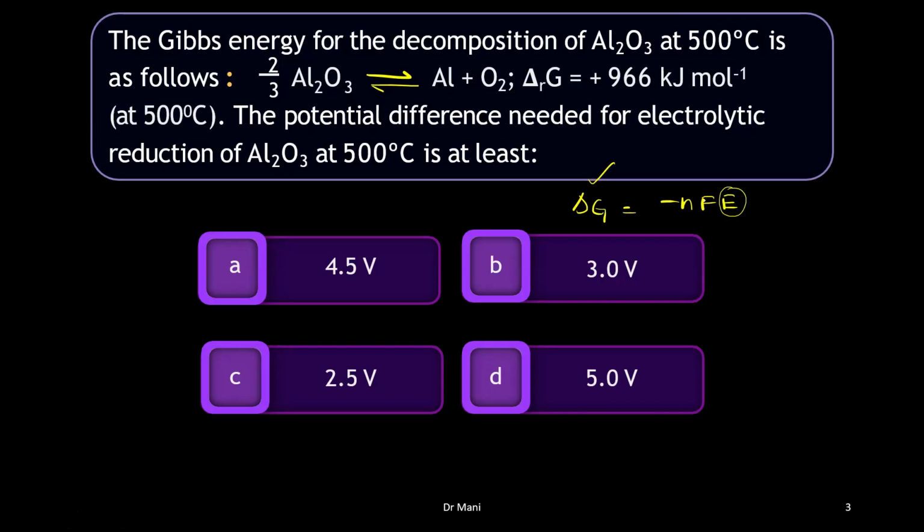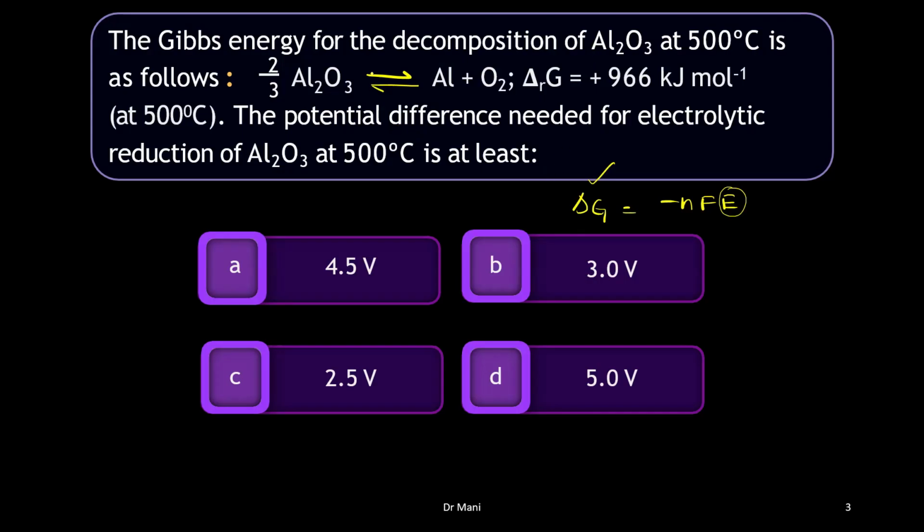Understood? Yes, sir. Whatever the theory that's given, 500 degrees Celsius and so on, that's all not needed. Here, he repeated 500 just to confuse you. But whatever the information, the main principal information is this reaction, the Gibbs energy, and what question he is asking us to find out: the potential difference.